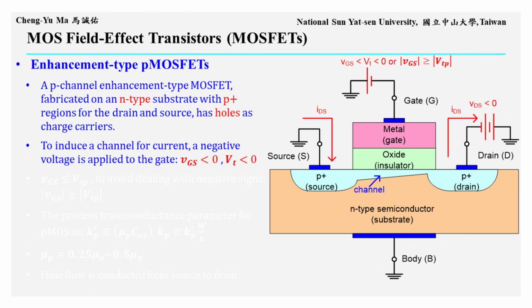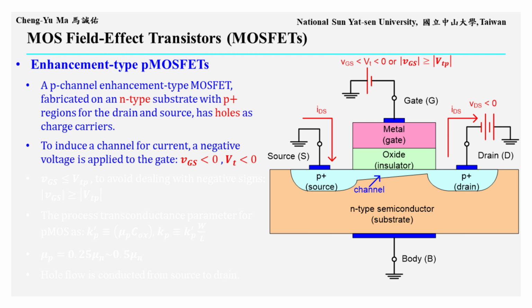A PMOS device has the opposite doping structure. It is built on an N-type substrate with heavily doped P+ regions as source and drain. To form a P-type inversion channel, the gate voltage VGS must be negative. This negative voltage repels electrons from the semiconductor surface and attracts holes to form the inversion channel. The physical mechanism is the same as in NMOS, but the carrier type and voltage polarity are reversed.